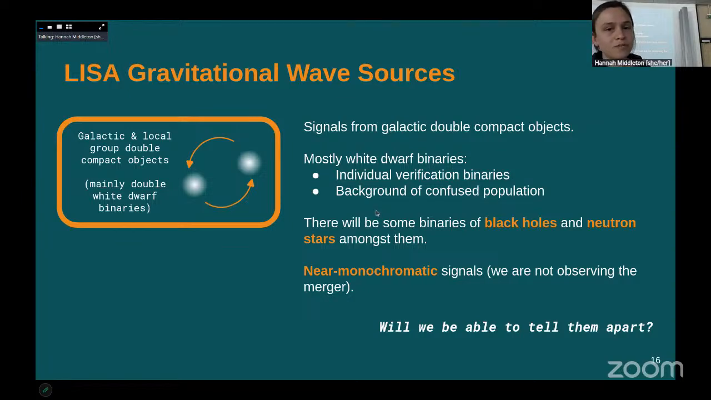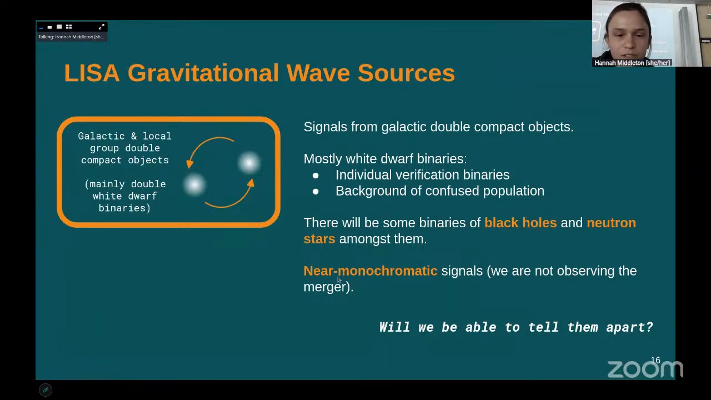a combination of individually resolvable white dwarf binaries. These are what's called the verification binaries, systems where you have already observed them electromagnetically and you expect to see them in the LISA data. And there will also be a background of a confused population, where you can't distinguish between the individual sources. And then what we're interested in is seeing if we can find the black hole and neutron star binaries amongst these systems.